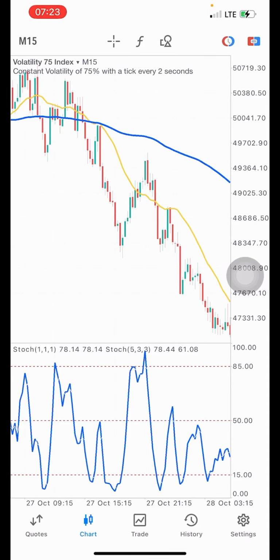So in today's video, I'll be sharing with you guys a VIX 75 index strategy. This is volatility 75 index, on the 50-minute time frame. This strategy is for scalping in the market. You use it to get into the market as quickly as possible and then you get out. You don't need to hold trades for long using this strategy.